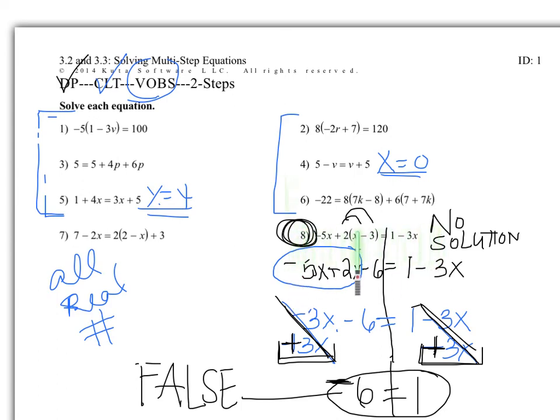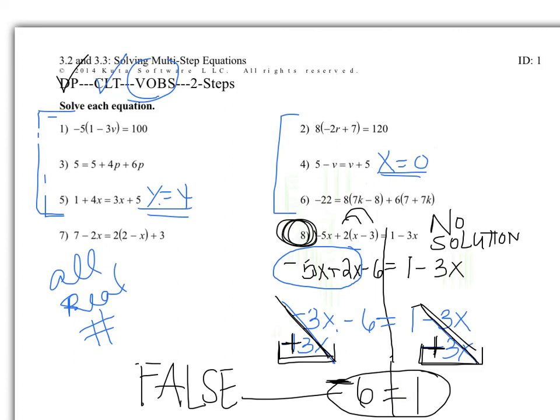There are no x values that you can plug in here that will make the left side equal to the right side. It doesn't exist. So your answer would be no solution. Getting an answer of 0, that is okay. 0 is a number, 0 is an answer. When you end up with a false statement like negative 6 is equal to 1, right here, that means no solution. Not even 0 is an answer.